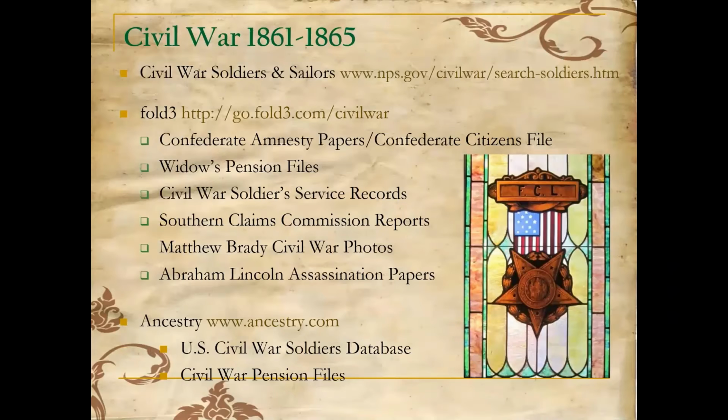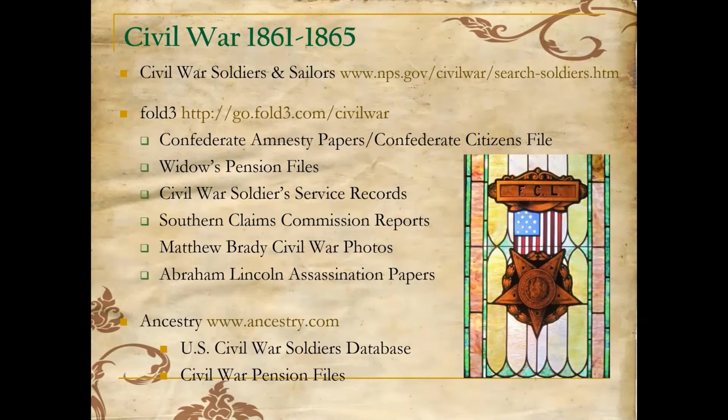As we saw from our poll, a lot of us have Civil War ancestors. So I hate to call it the big three when you're doing military research, but you've got Revolutionary War, Civil War, and then World War II. Most people have an ancestor or two who fall into those three categories. So there's a lot of information available online for Civil War soldiers and sailors, and not just Union soldiers, but for Confederate soldiers and sailors as well.